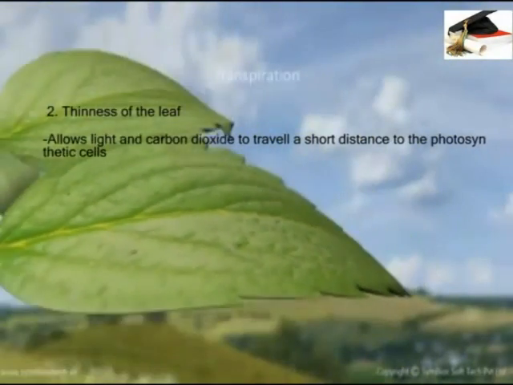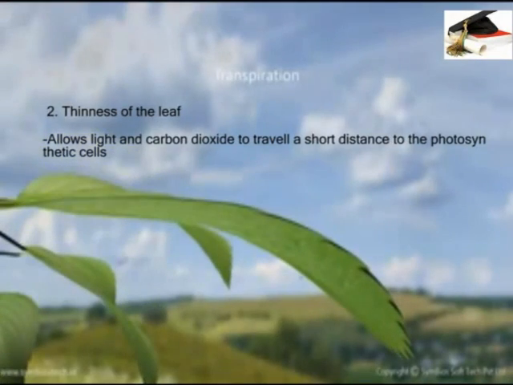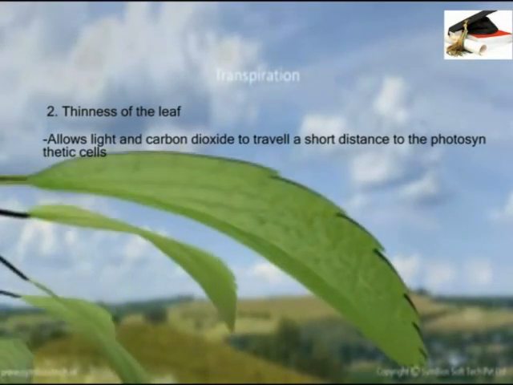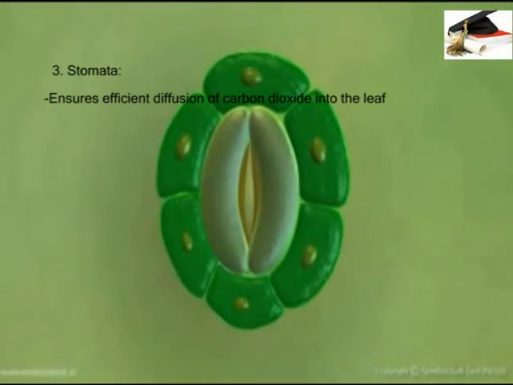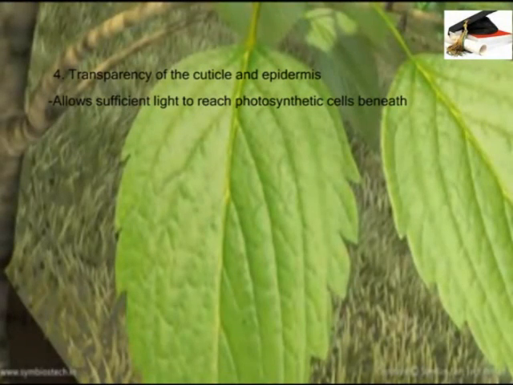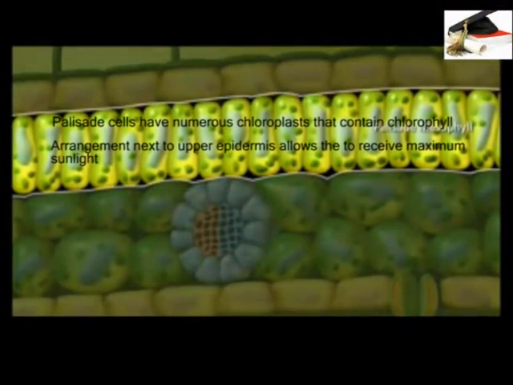The thinness of the leaf allows light and carbon dioxide to pass through a short distance to reach the photosynthetic cells. The presence of stomata ensures efficient diffusion of carbon dioxide into the leaf. The cuticle and epidermis are transparent enough to allow penetration of light to the palisade cells. The palisade cells themselves contain a large number of chloroplasts, and the arrangement and location next to the upper epidermis enables them to receive maximum sunlight.